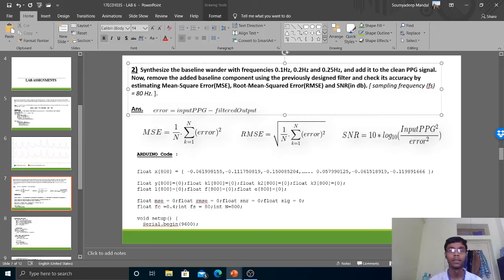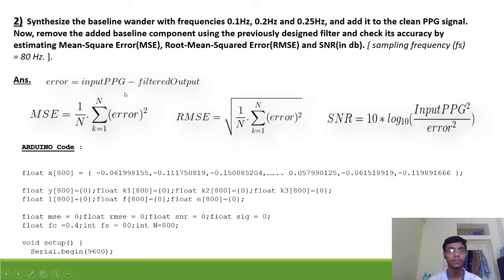So let's get back. Now we know our error equals input PPG minus filtered output. Mean square error equals error square divided by n; we have to sum up all the error squares and divide by n. Root mean square error is the root of the mean square error. SNR is 10 log of input PPG square divided by error square.